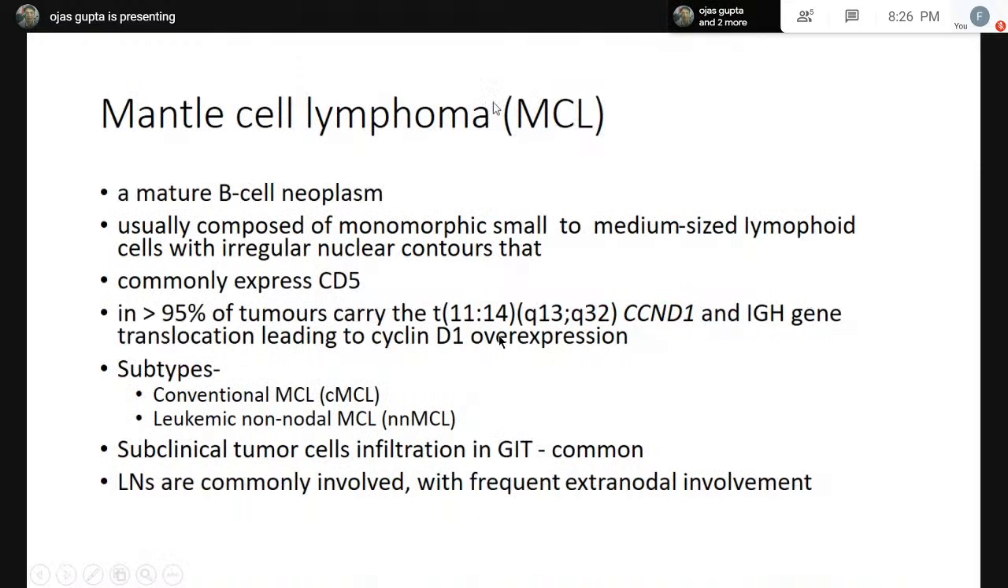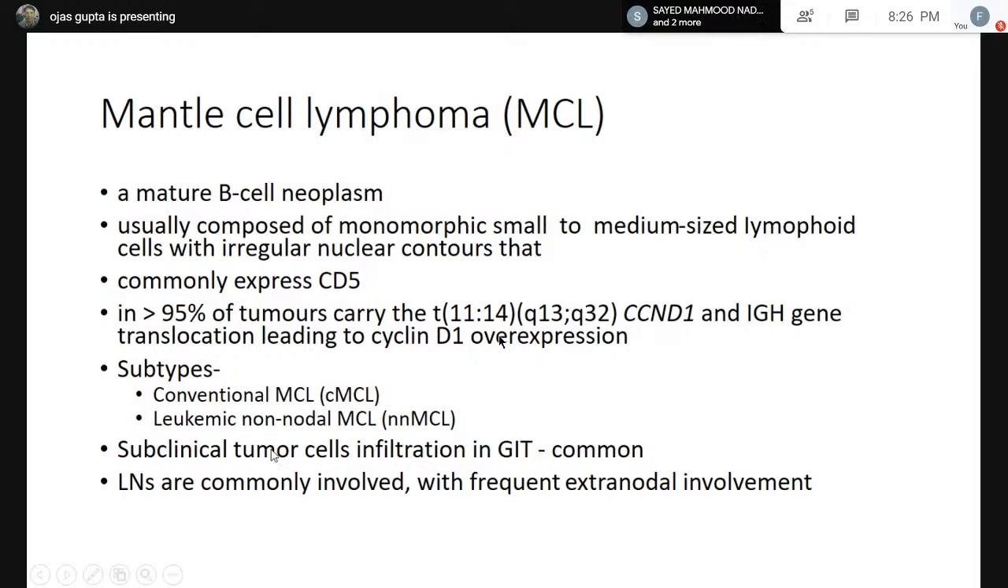So mantle cell lymphomas are mature B cell neoplasms. They usually comprise monomorphic small to medium sized lymphoid cells with irregular nuclear contours that commonly express CD5. In more than 95% of the tumors, they carry translocation 11;14, that is, cyclin D1 and IgH gene translocation, which leads to cyclin D1 overexpression. They are divided into conventional mantle cell lymphoma and leukemic non-nodal mantle cell lymphoma, when they come into the peripheral blood and present as leukemia.